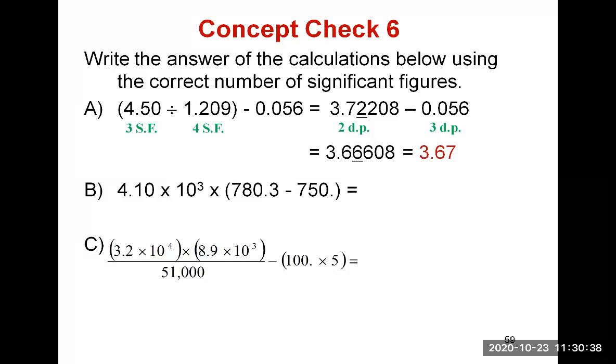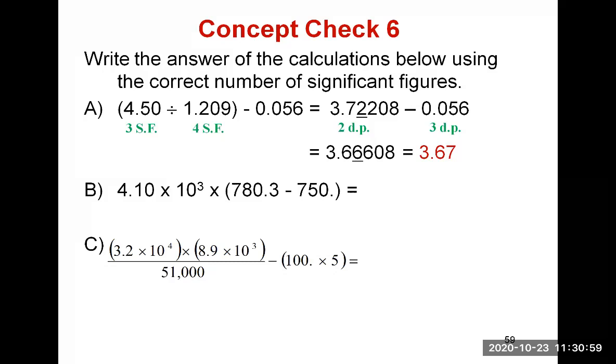Next example. We have a multiplication, and we multiply a number in scientific notation by a subtraction that is in parentheses. So you need to do what's in the parentheses first. So we need to do the subtraction first.